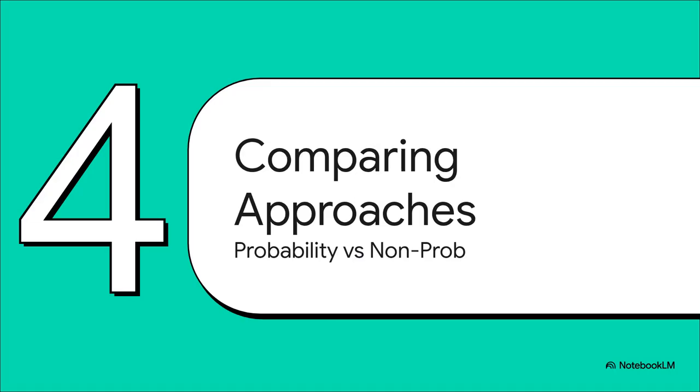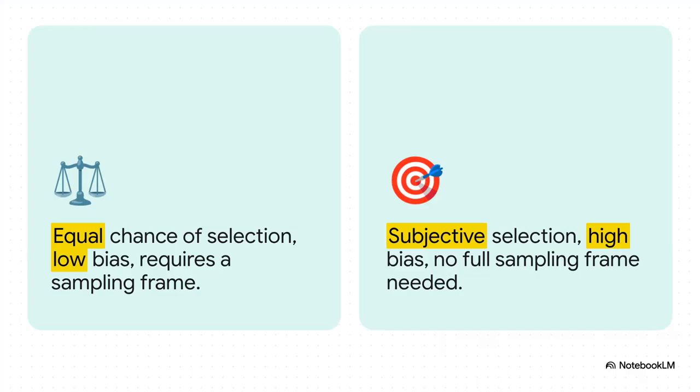All right, we've seen both sides. Now for Section 4, comparing the two approaches. It really boils down to this head-to-head contrast. Probability sampling? It guarantees that equal chance of selection, which keeps bias super low, but it demands that expensive, complete sampling frame. Non-probability sampling. It relies on subjective selection, running a much higher risk of bias, but it completely frees you from needing a full population list, meaning you can deploy it rapidly.